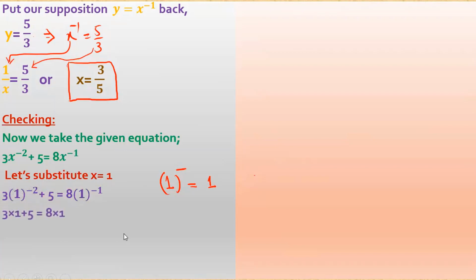So 3 into 1, 3 plus 5 is equal to 8. So it will become like this. Then 3 plus 5 is equal to 8. 8 is equal to 8. It is proof that this value x is equal to 1 is our correct solution because it satisfied the equation.